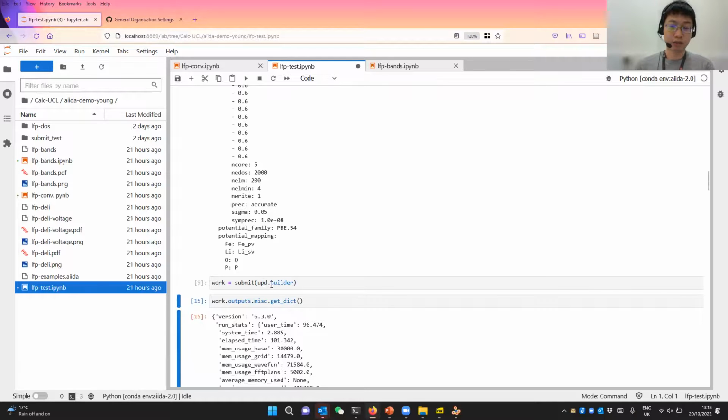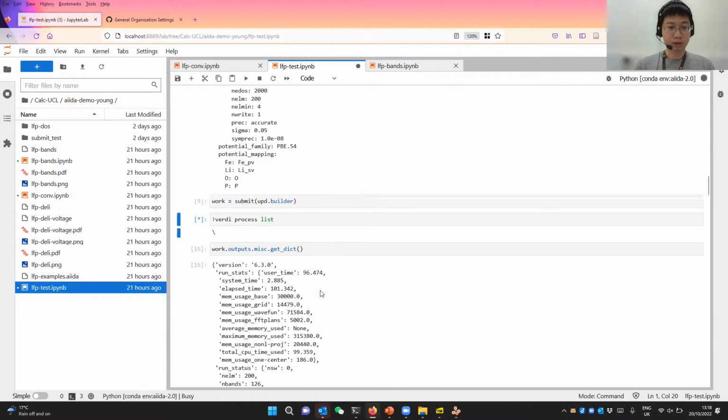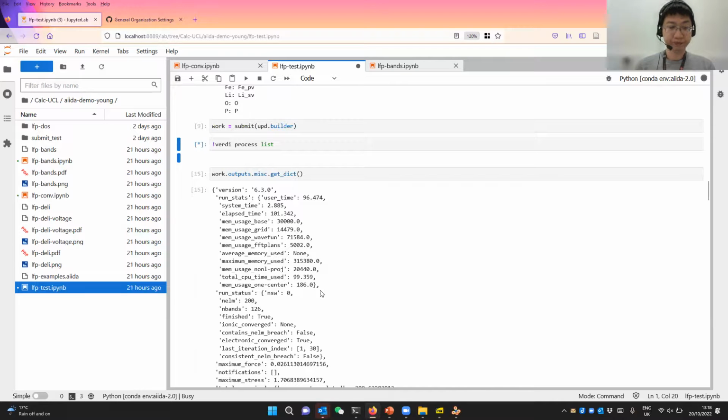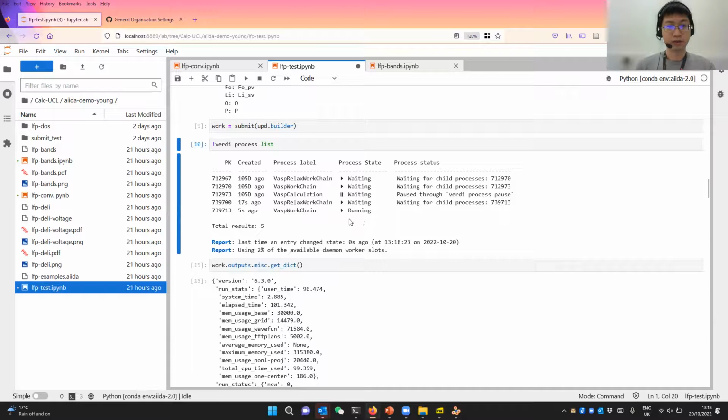which is to submit this workflow to a daemon that runs in the background. So if I do this, it will list all the running calculations that I have. Yeah, which you can see this is running.